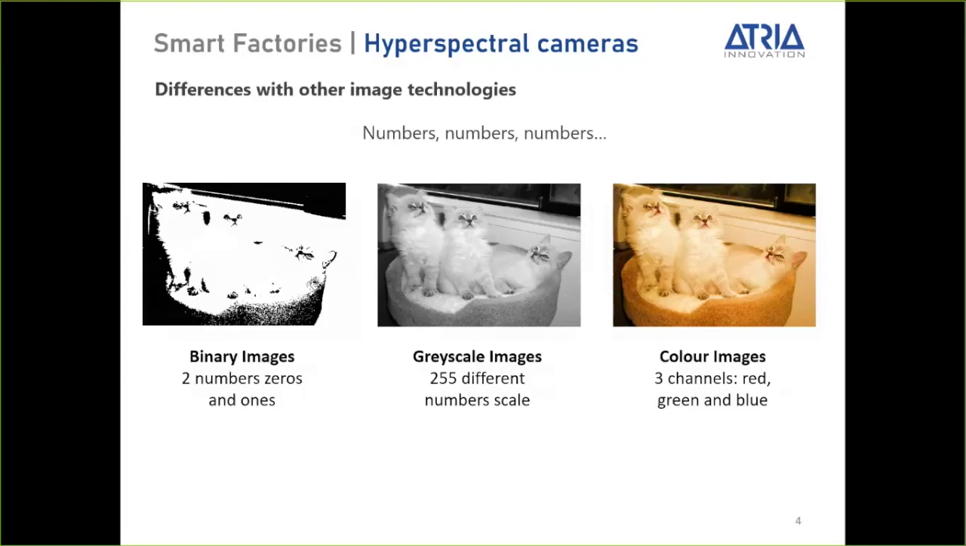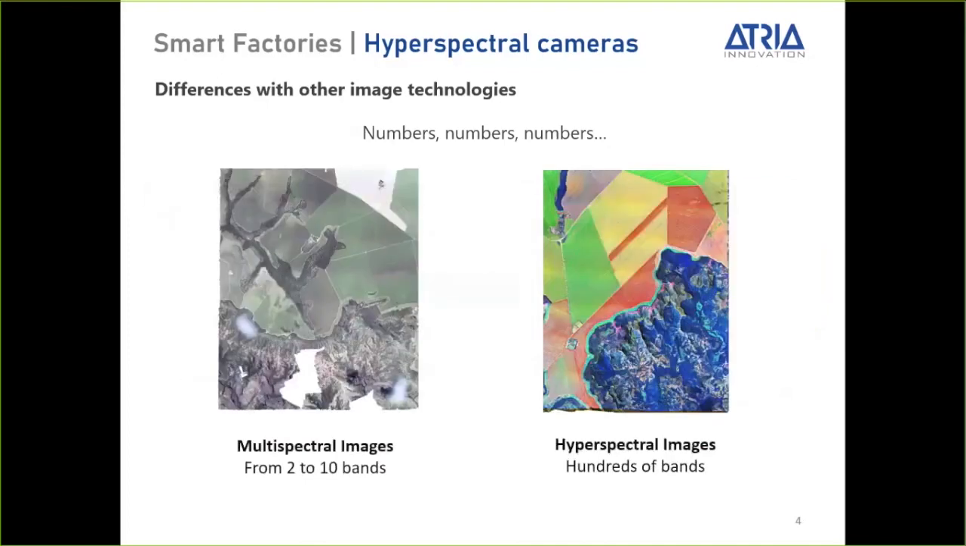And then we pass to color images, in which we already have three channels: red, green, and blue. And of course, it can give us more precision, color information, etc. The next level would be the multispectral images and the hyperspectral images. The difference between them is that multispectral gives information about 2 to 10 bands in the complete electromagnetic spectrum, and hyperspectral gives us hundreds of bands. So we have much more information coming from that.